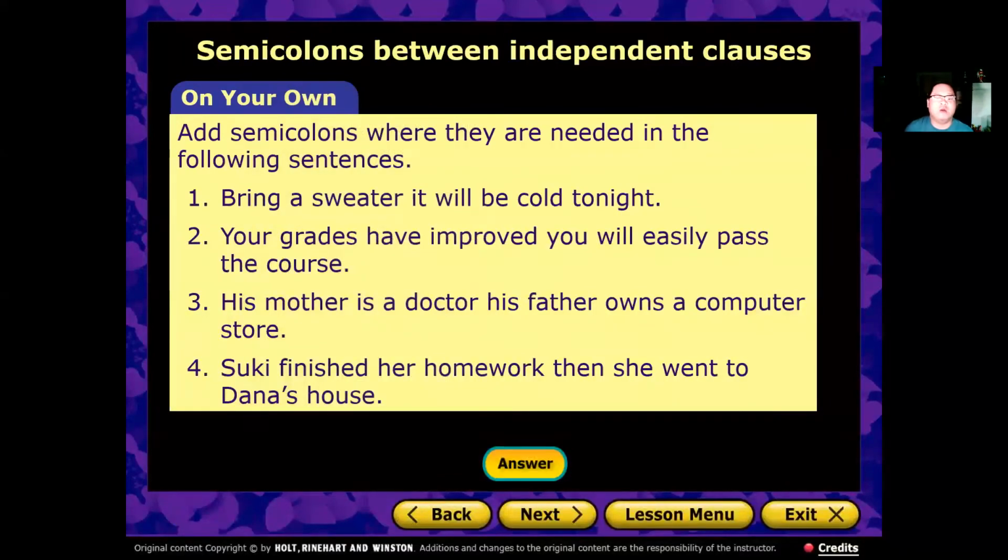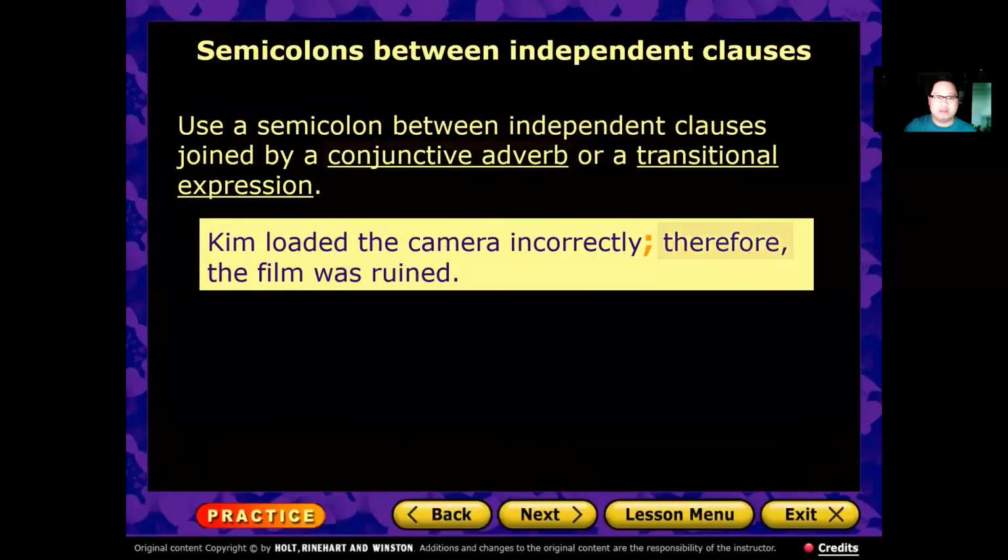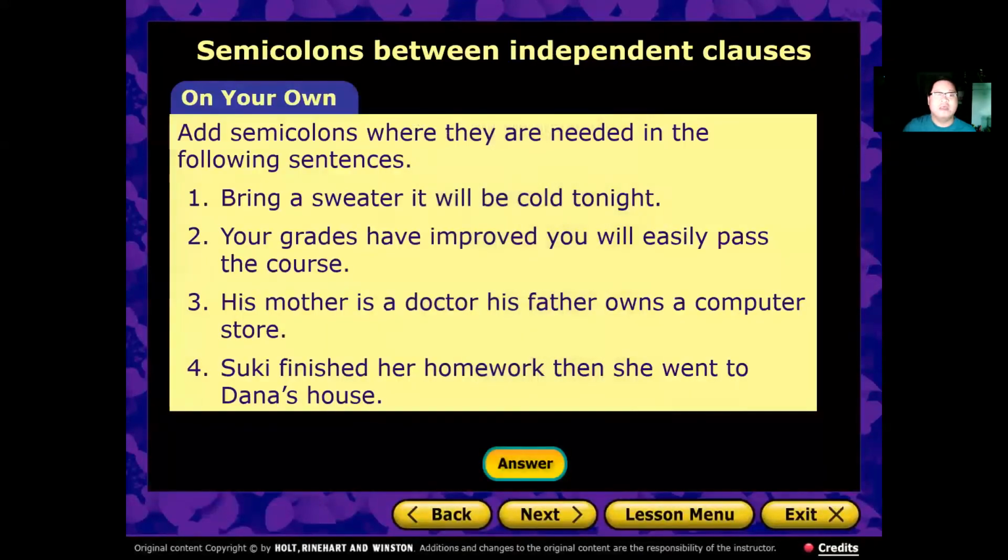Okay, now let's try this one here. Bring a sweater, it will be cold tonight. So where are we supposed to put the semicolon? There are two sentences being combined. Are they related? Yes, they are related. Sweater, it's cold. Okay, so therefore, they're related. We are combining them. We're going to use a semicolon. If your answer is bring a sweater, if you say, hold on, let's correct that. Bring a sweater, semicolon, then it will be cold tonight. Very good.